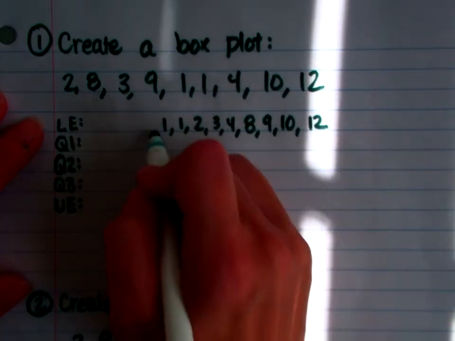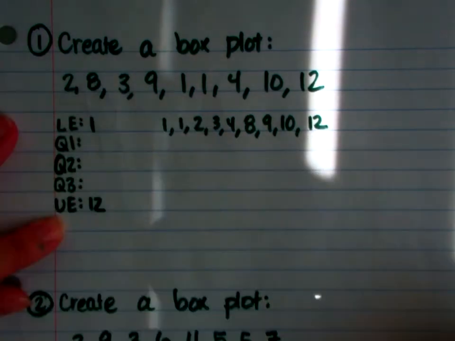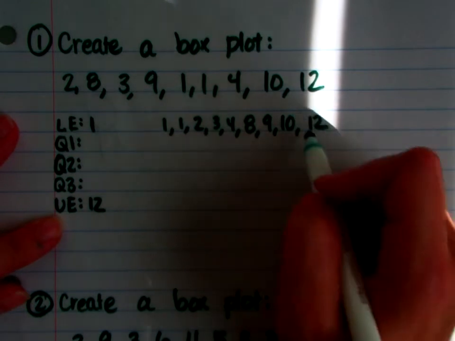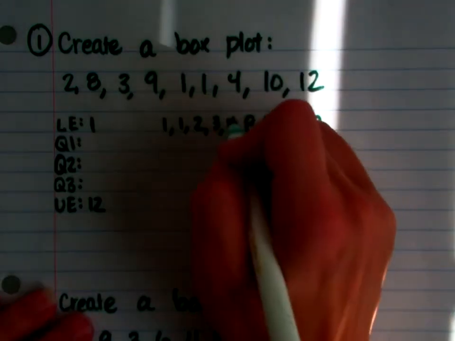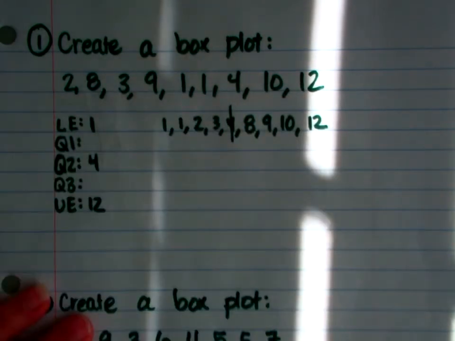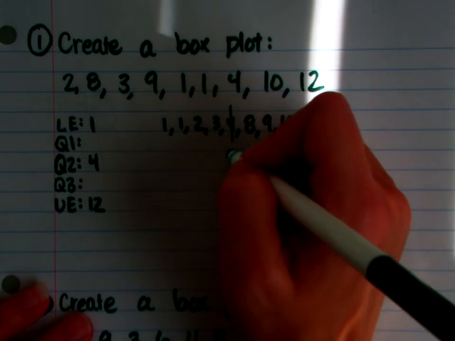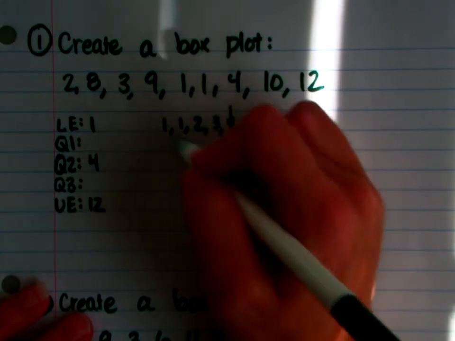Now, we're going to find our lowest extreme, which is our lowest number, and our upper extreme is our highest number. Then you're also going to look for the middle. The middle would be your median. So when you move to the median, we find that the median is right here on the 4. So that's our middle quartile. Remember that when we cross it out or put the line through it to say that's where the median is, you do not include it to find the median of the lower half.